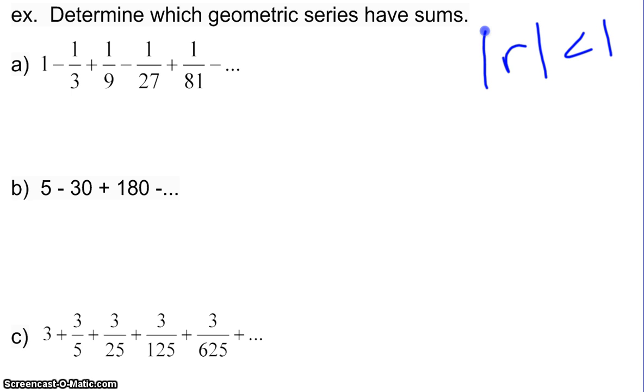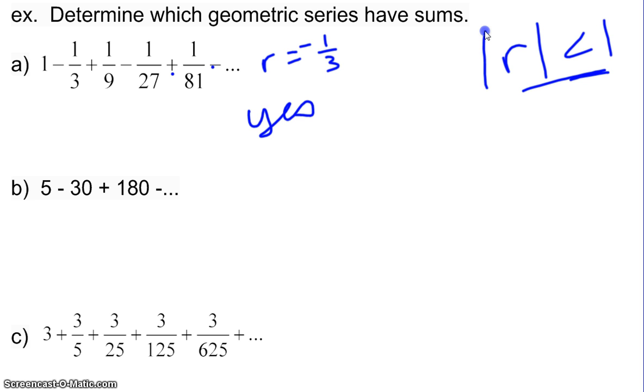So if we look at the first one here, what is the ratio as we go from 1 to negative 1/3, and then we're adding 1/9, and we're adding negative 1/27? We look, the denominators are being multiplied by 3, the numerators are staying the same. The ratio is 1/3, but we also have the signs changing throughout, so it is negative 1/3. And the absolute value of negative 1/3 would be 1/3, which is less than 1. Therefore, yes, this one would have a sum as it went on forever.